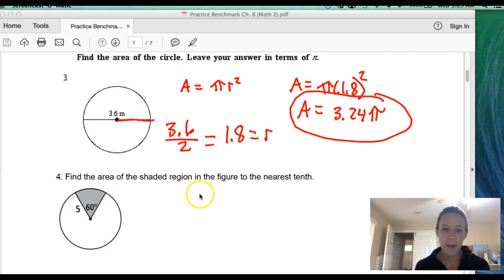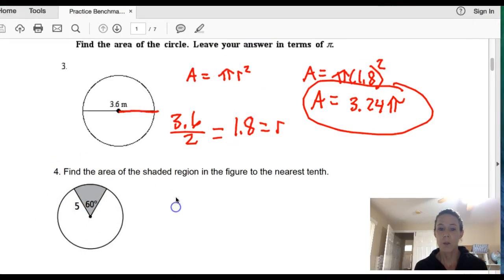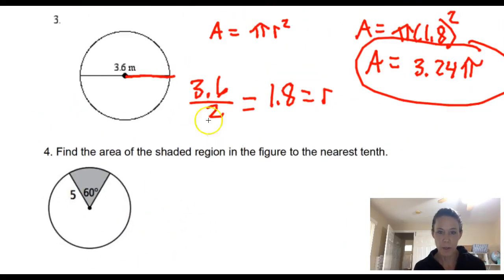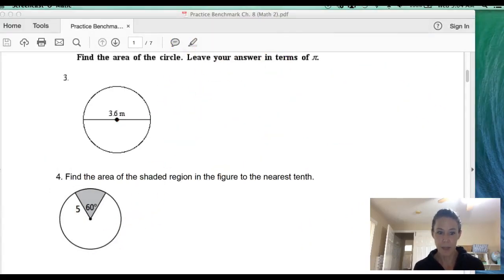All right, find the area of the shaded region in the figure to the nearest tenth. Now, instead of finding the whole area, I just want this shaded sector. I know I can find the area of the whole circle by doing pi r squared. So I zoomed it in. I didn't know I could do that. Oh, and it's back out.